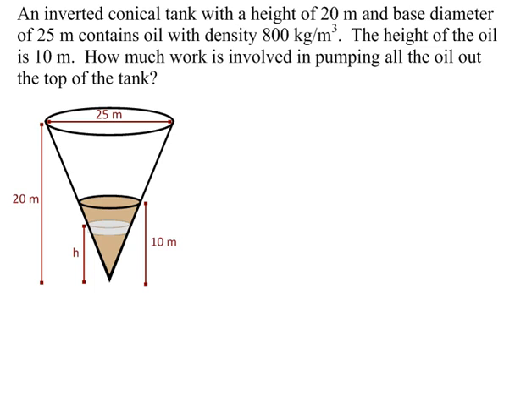Welcome to the video on how to calculate the amount of work when you're pumping some sort of liquid out of some type of tank. In this case, we have a conical tank, an inverted conical tank, which means that the point is at the bottom. It has a height of 20 meters and a base diameter of 25 meters, and it contains oil, and that oil has a density of 800 kilograms per cubic meter. The height of the oil is 10 meters.